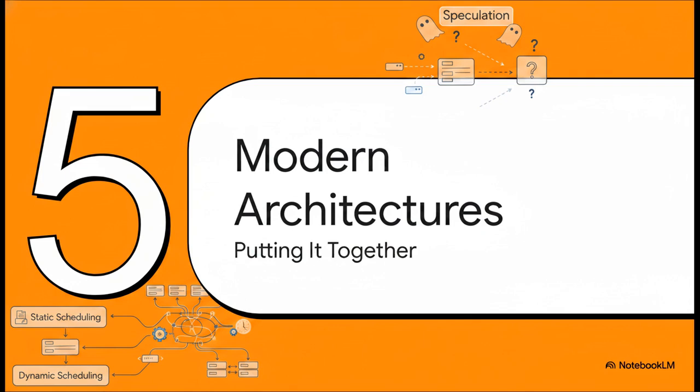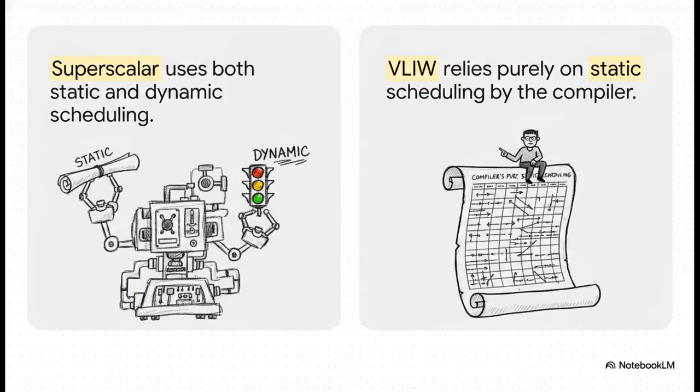Finally, Section 5. Modern processor architectures. When we're looking at processors capable of issuing multiple instructions per cycle, they generally fall into two architectural buckets. On one side, we have superscalar processors like the famous Intel Pentium series. These try to utilize the best of both worlds, relying on the compiler for static scheduling, but also packing some seriously heavy hardware for dynamic scheduling and speculation.